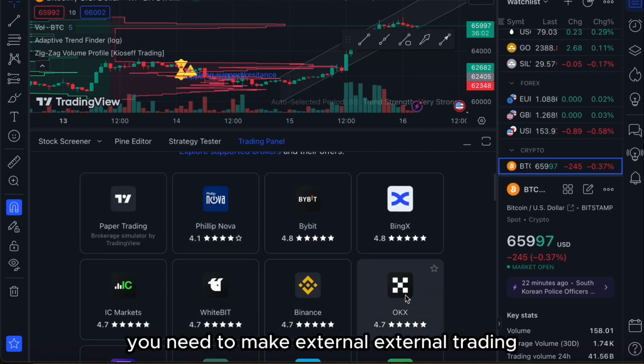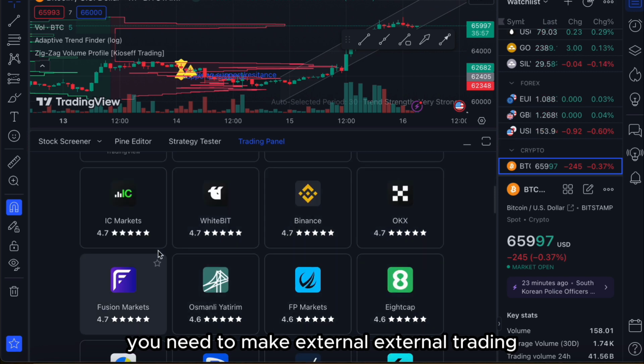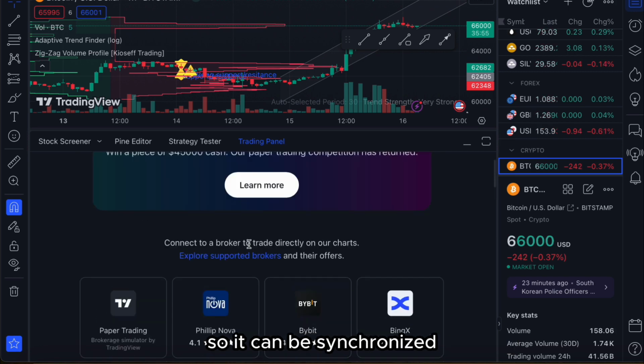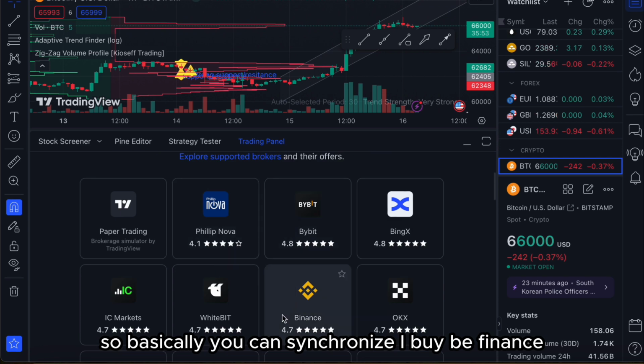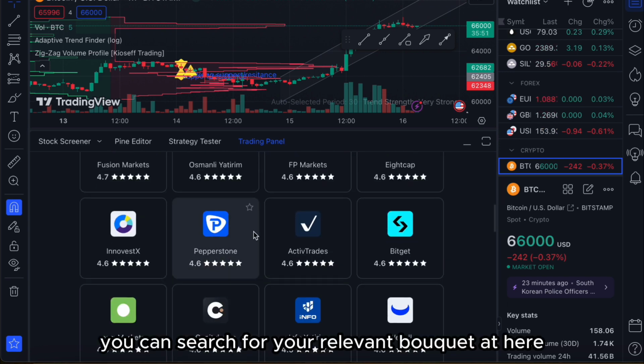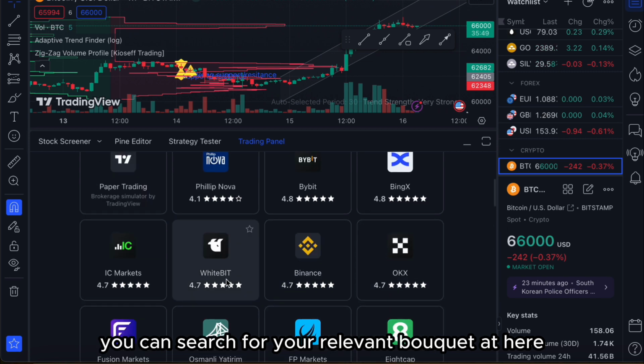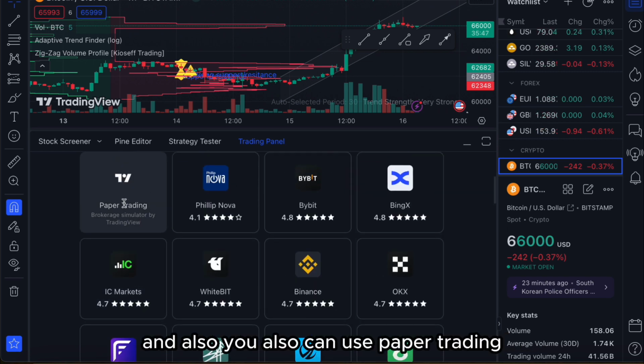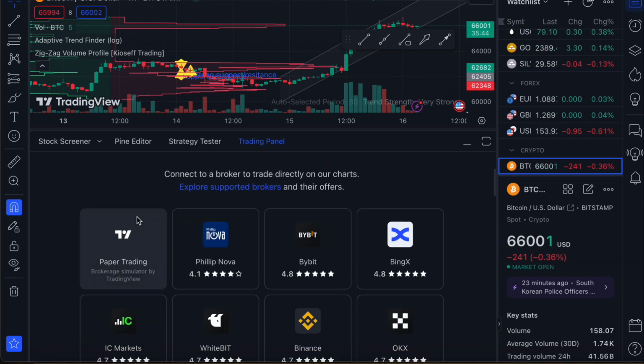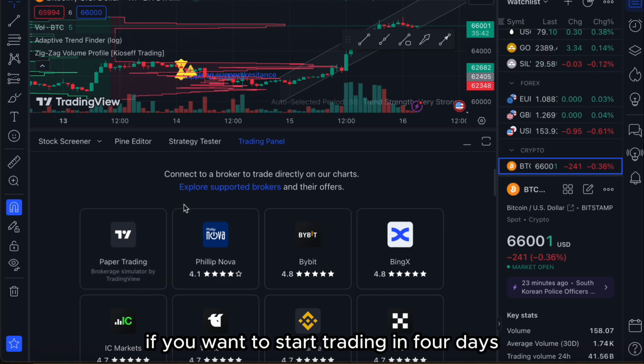Other than that, you need to make external trading, so it can't be synchronized. So basically, you can synchronize Bybit, Binance. You can search for your relevant brokerage here, and you can also use paper trading if you want to start trading in Forex, Bitcoin, or even stocks.